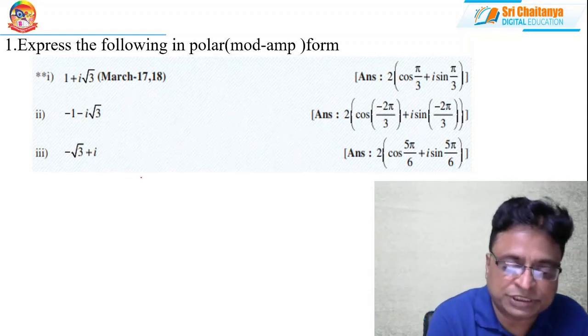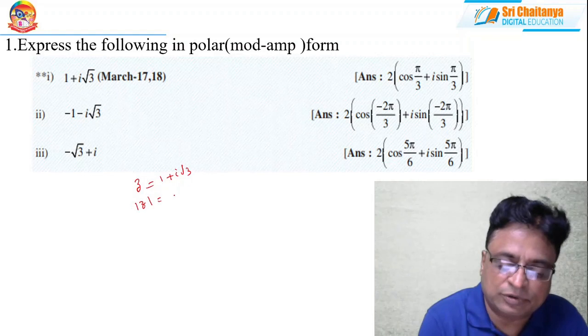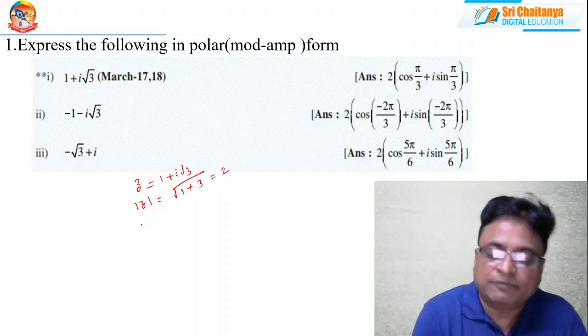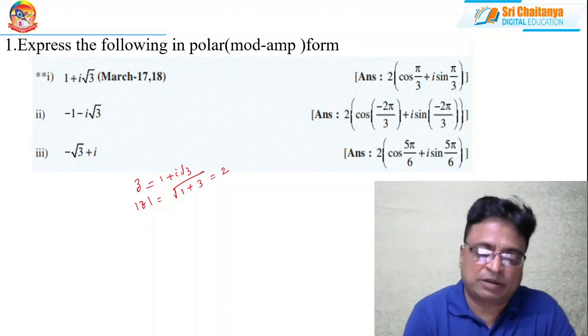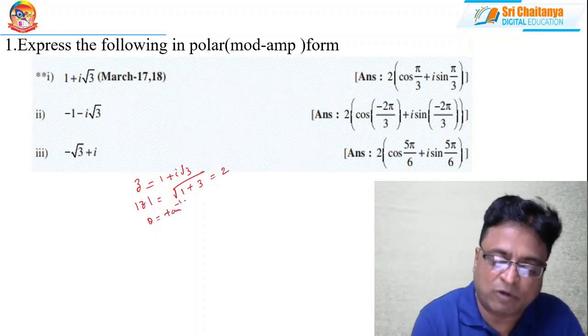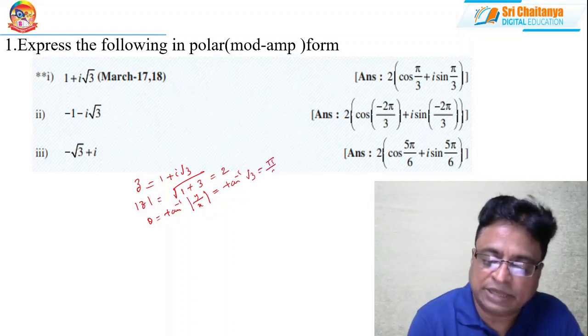Now coming to the first question, z is equal to 1 plus i root 3. So mod z is equal to the root of 1 plus root 3 whole square, that is 3, so root 4, that is 2. And before writing the principal argument, first I am finding theta. Theta is equal to tan inverse of mod y by x. This is the concept that I already explained in our previous videos. So tan inverse of root 3 is nothing but pi by 3.